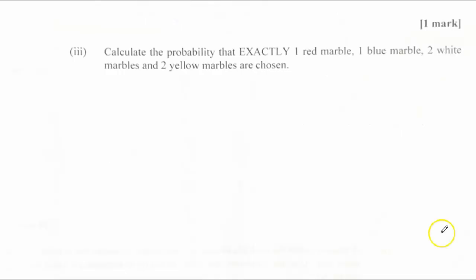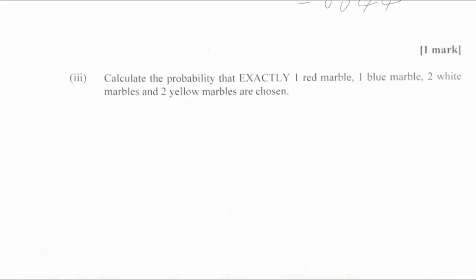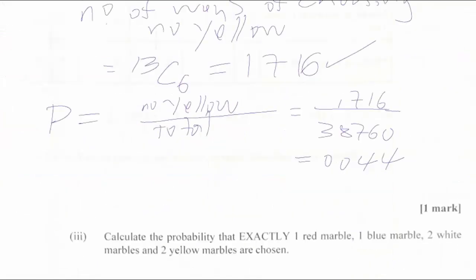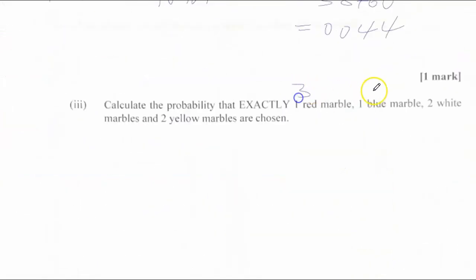And the third, calculate the probability that exactly 1 red marble, 1 blue marble, 2 white marbles, and 2 yellow marbles are chosen. So if you remember, how many red marbles did we have? So we had 3 red marbles, 4 blue, 6 white, 7 yellow. So we have 3 red, 4 blue, 6 white, and we had 7 yellows. Alright?